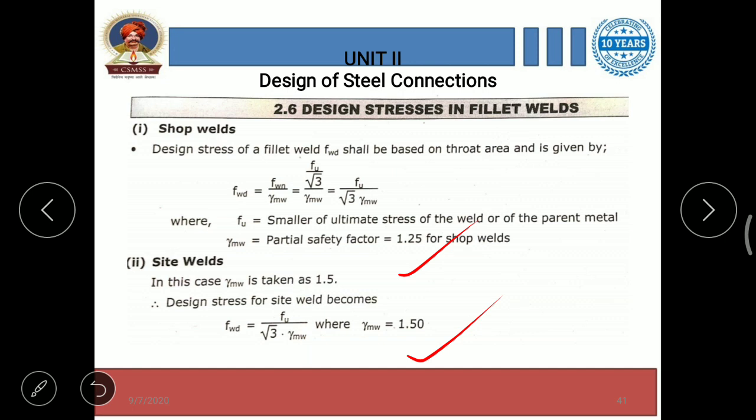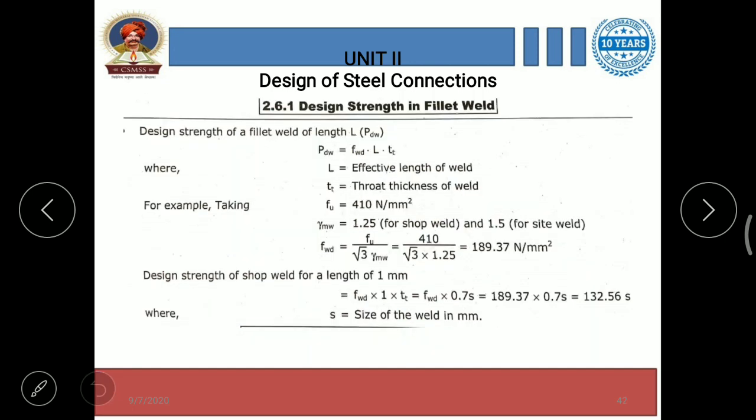Then design strength of fillet weld of length L is given by PDW. PDW indicates design strength of fillet weld. PDW is equal to FWD into L into TT.